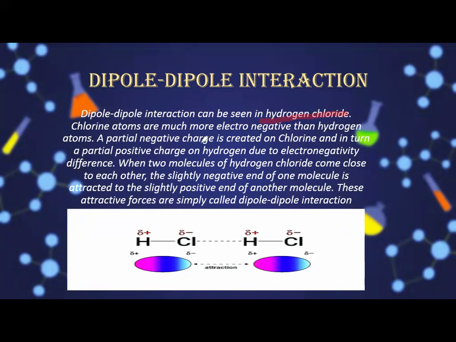So here the partial negative charge is created on chlorine, and in turn a partial positive charge on hydrogen due to the electronegativity difference. Now here you can see that in this HCl molecule, hydrogen is partial positive and chlorine is partial negative. The delta sign represents the partial. Partial means half, that is, in this whole HCl molecule, half is made of positive and half of negative, and because these two charges attracted, the HCl molecule was formed. So hydrogen is partial positive, and chlorine is partial negative.